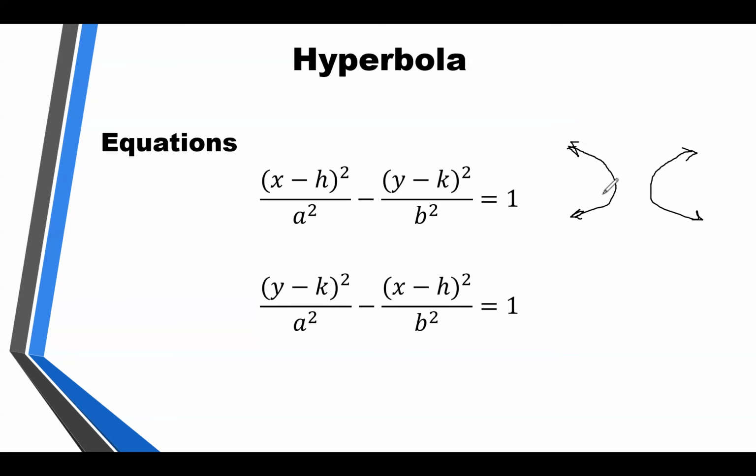So it's going to have two parts, a right-hand part that points right and a left-hand part that points left. In this second type of equation, I'm going to have a hyperbola that essentially points up and down. So it's going to have two parts. One part points up, one part points down. The way I remember how to do this is that the center of the hyperbola is going to be (h, k).